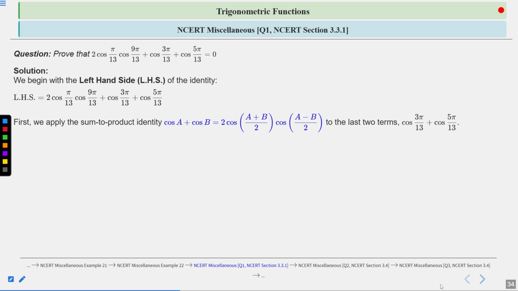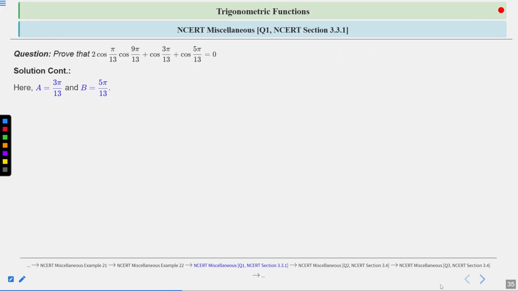First we apply the sum to product identity, which is cos A plus cos B is equal to 2 cos A plus B by 2 into cos A minus B by 2. So the last two terms, which is cos 3 pi by 13 plus cos 5 pi by 13, right? Here A is equal to 3 pi by 13 and B is equal to 5 pi by 13. So A plus B by 2 will be equal to 3 pi by 13 plus 5 pi by 13 upon 2, which is equal to 8 pi by 13 upon 2, right? Which will be equal to 4 pi by 13. So now A minus B by 2 is equal to 3 pi by 13 minus 5 pi by 13 upon 2, which is equal to minus 2 pi by 13, right? Which is equal to minus of pi by 13.